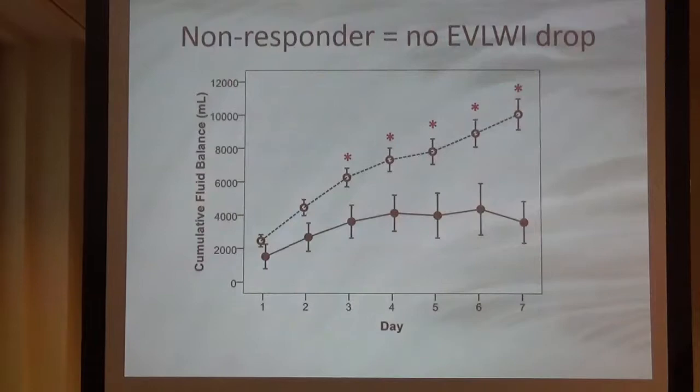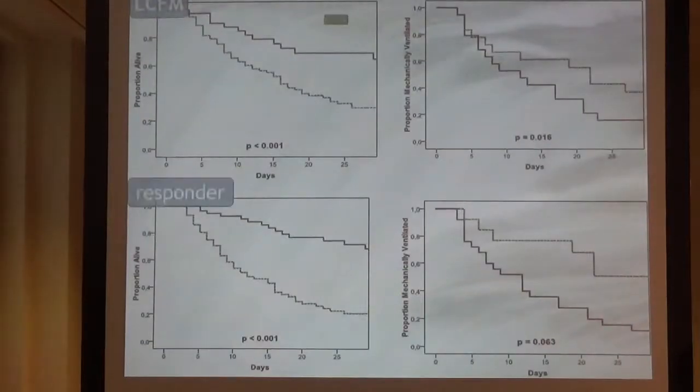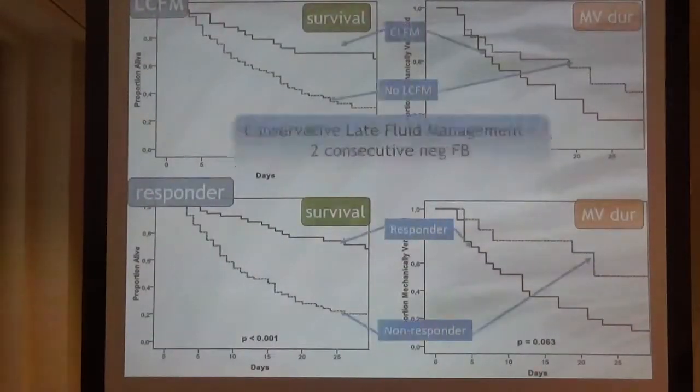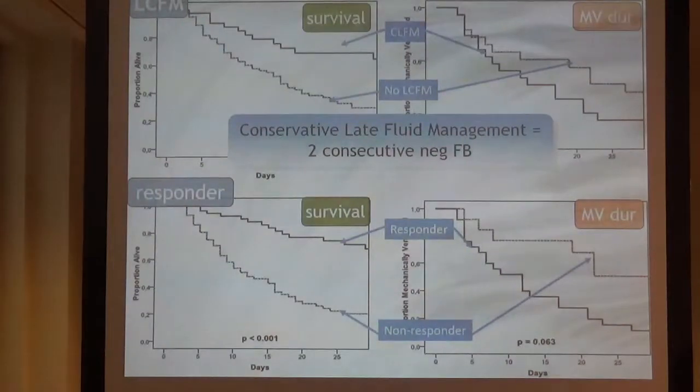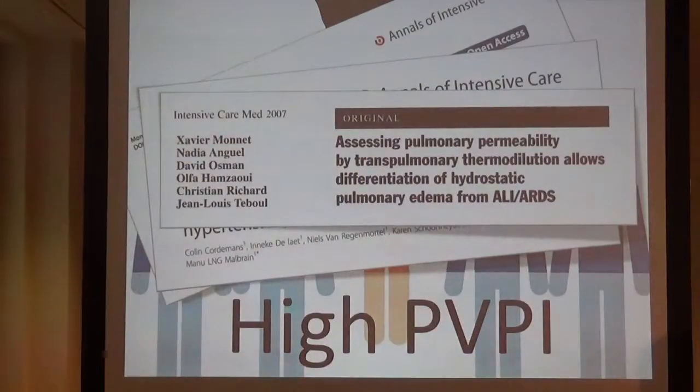So we identified a non-responder as a patient who has a high lung water and it remains high, and you see that the non-responders have a positive cumulative fluid balance, related a little bit to the global increased permeability syndrome. So if you achieve late conservative fluid management, you have a better survival and a faster weaning of the ventilator, which is the same if you would be a responder, being a patient with a drop of 2 ml per predicted kilo body weight of lung water. So the dynamics and the evolution of the parameters over time are important.